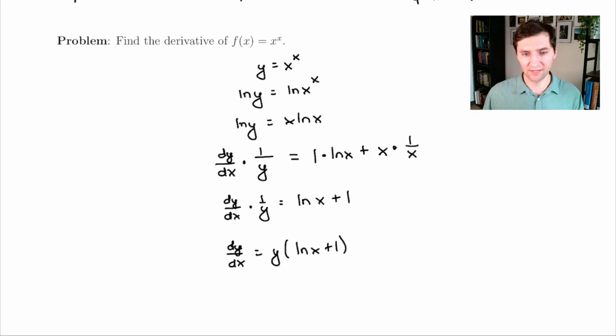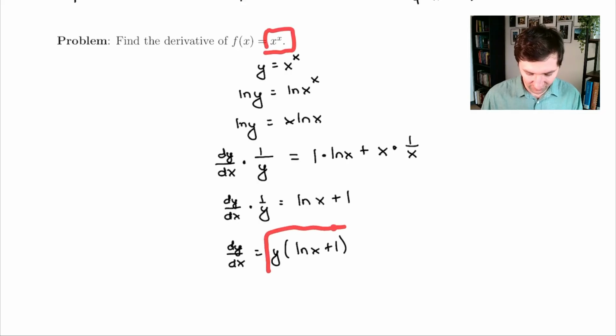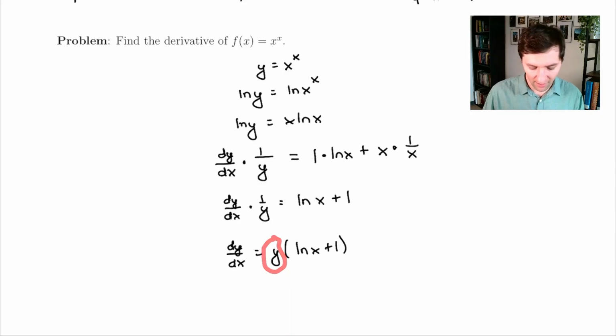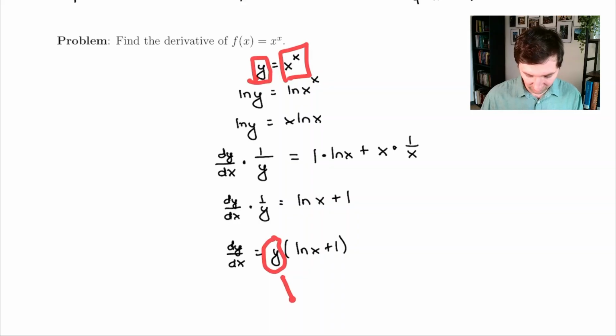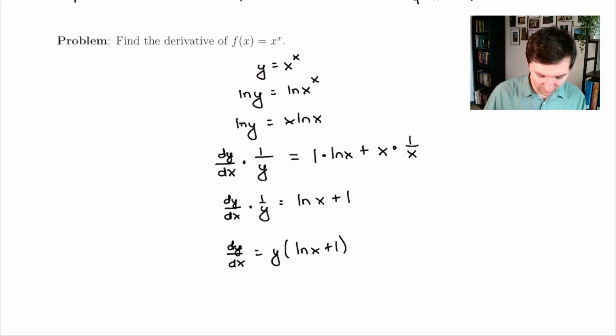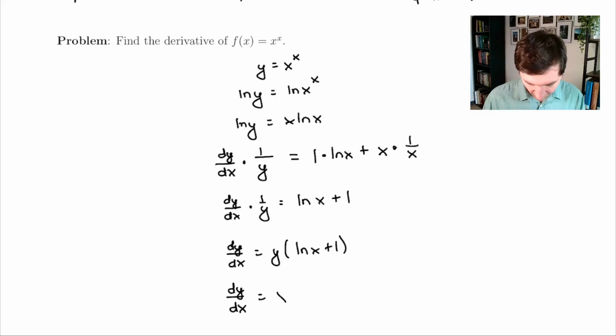This answer is not satisfactory. My original function was in terms of x, so I would like my final answer to be also in terms of x. Unfortunately, I do have y here. Thankfully, I know that y is the same thing as x to the power of x. So instead of this y, I can write x to the power of x, and I get dy/dx equal to x to the power of x times (ln of x plus 1).